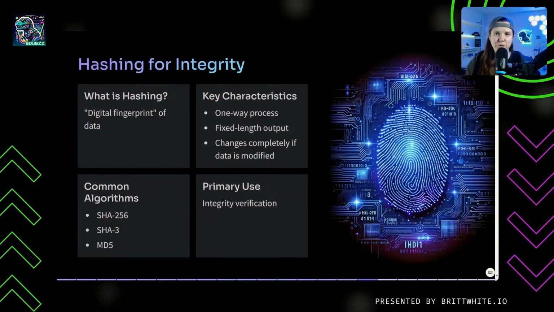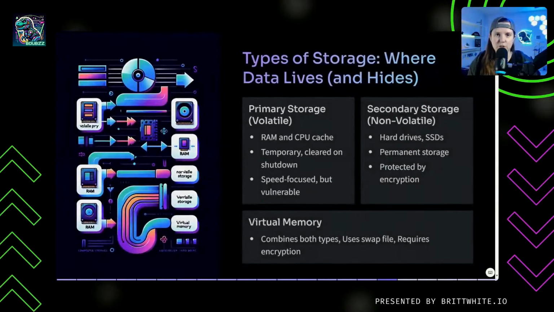Together, they're a powerful duo. Encryption locks your data, while hashing proves it has not changed. Now, data needs a place to live, and systems use two main storage types, each with unique security challenges.